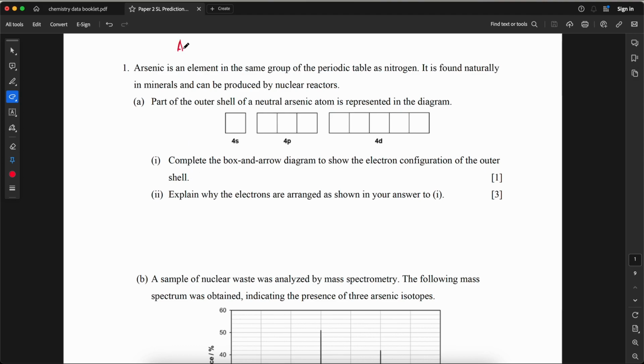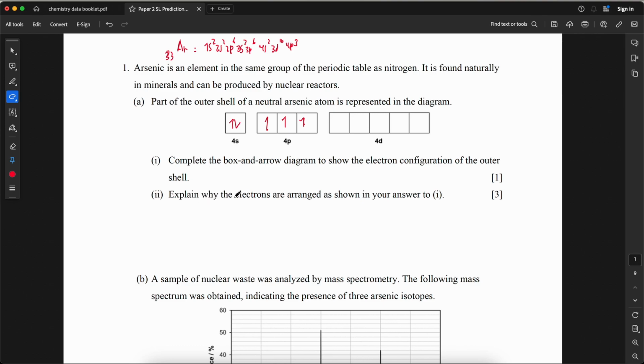Arsenic has electron number 33. So the electron configuration will be 1s2, 2s2, 2p6, 3s2, 3p6, 4s2, 3d10, 4p3. So 4s would have 2 electrons, and 4p3 will have 3 unpaired electrons.